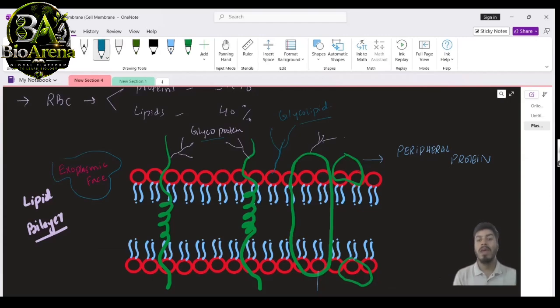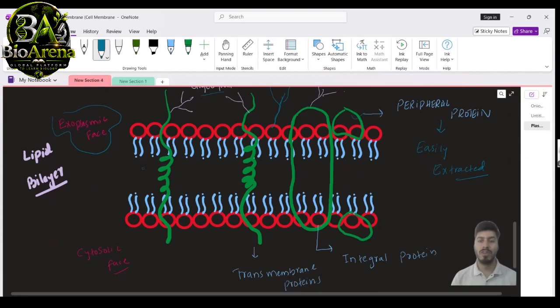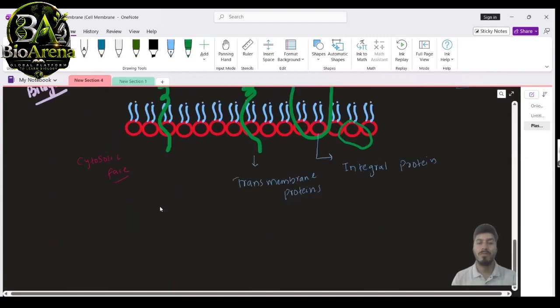Okay, and depending on the ease of extraction, the protein can be peripheral or integral. Peripheral proteins, they are towards the outer side of plasma membrane. They can be easily extracted. Okay, without damaging the plasma membrane, they can be extracted. But these transmembrane proteins, they are not easily extracted. They need plasma membrane to be broken if we want to extract. Okay, so this is complete structure of the plasma membrane.